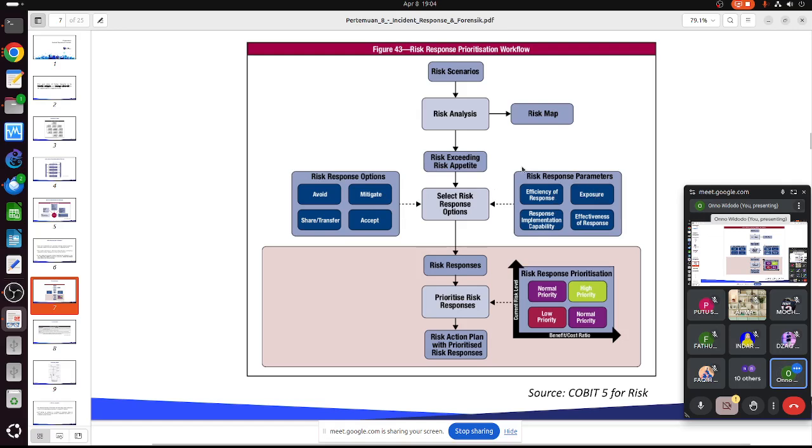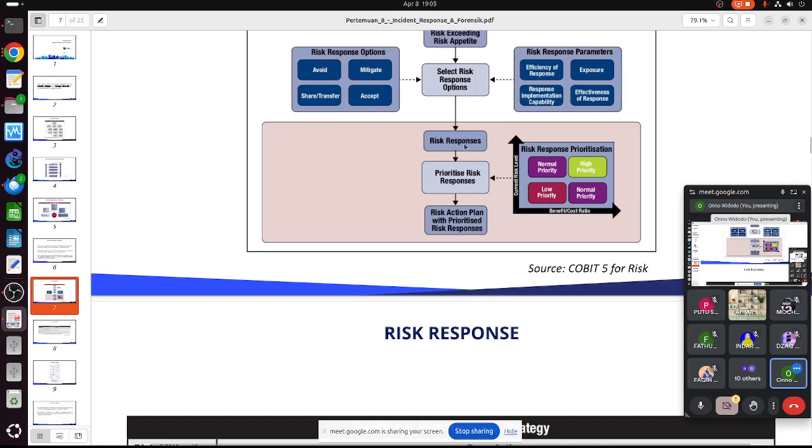The parameters we normally see in responding to the risk are the efficiency of the response, the exposure of the risk, the capacity to implement the response, and the effectiveness of the response. These are the parameters in risk response. After selecting the response option, we respond to the risk. We need to prioritize the risk response. We can see the priority from this table here.